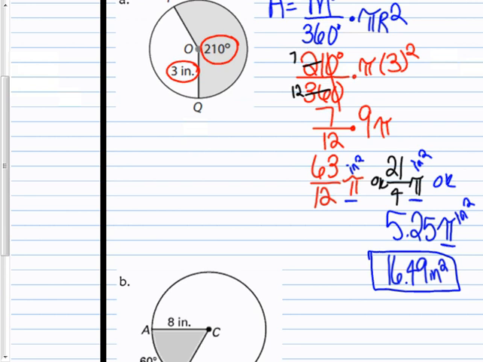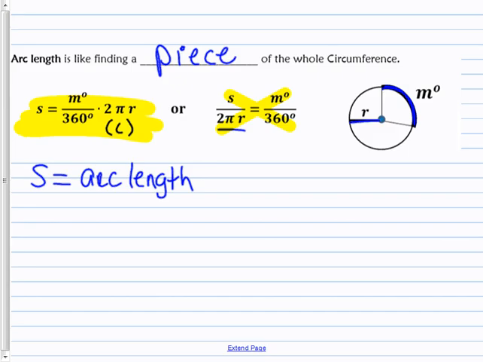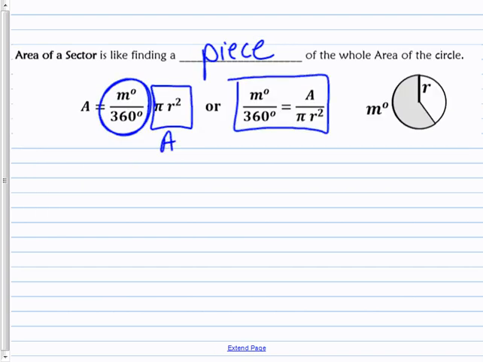Okay, so in conclusion, big things we need to know. Arc length is finding a piece of the circumference. So you're taking the circumference formula and you're multiplying it by the measure of the arc divided by 360, the portion of it you are looking for. And then area of a sector is the same thing. You're taking the area formula and you're multiplying it by the piece of the arc or central angle divided by 360. So not technically a new formula to memorize. It's building on a formula you should already know. You're just multiplying it by the angle divided by 360.